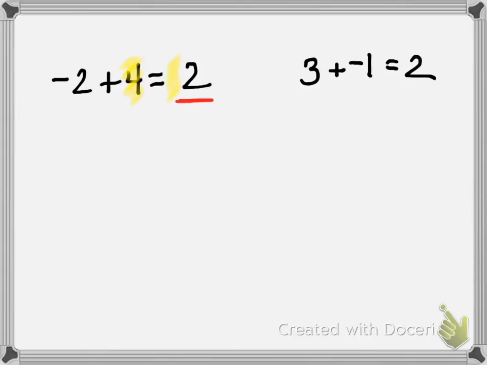Alright, so let's look at the other example. Which one's bigger, 3 or 1? Ignore the signs for right now, just the number itself, the integer. 3 is bigger, so its sign is going to carry to the answer. And the difference between 3 and 1 is 2.